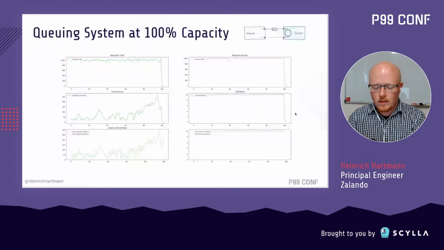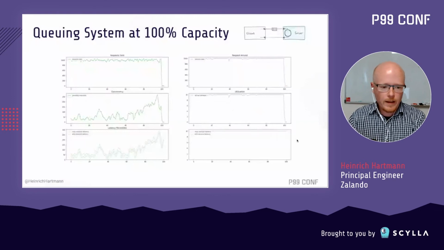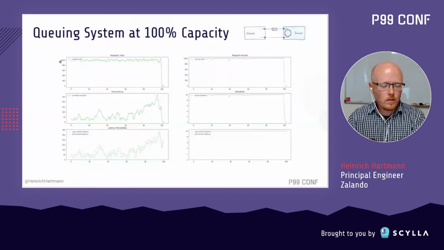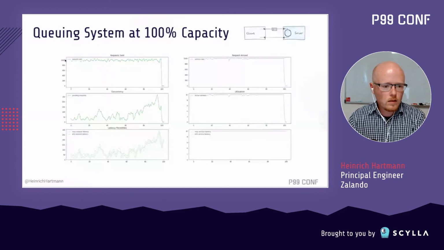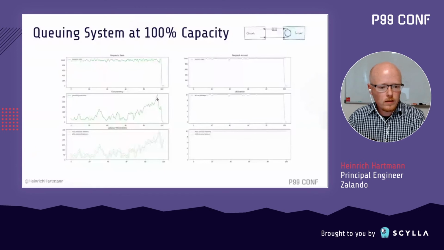At 100%, this is a complete difference. Arrival rate is pinned at 100%. Utilization is pinned at 100%. Service time is still flat, and request rate, okay, we tuned that to 1,000. We see pending requests going up very much, and the latency is also growing.